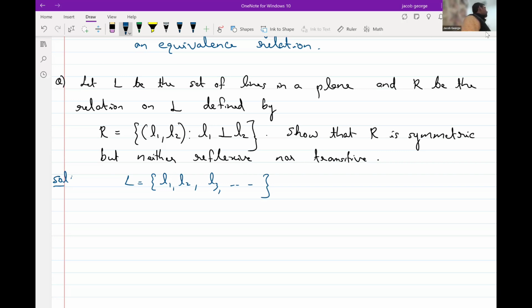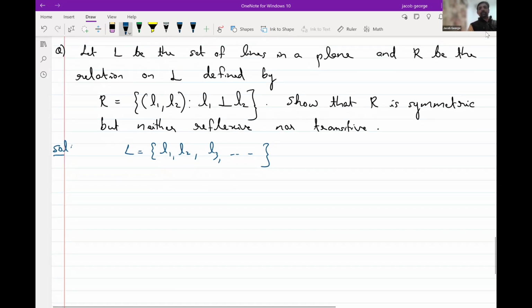And what is the condition given for the pair L1, L2 to be an element of R? L1 must be perpendicular to L2. Then we have to prove that R is only symmetric, but R is not reflexive and R is not transitive. That means it will not be an equivalence relation, as the two conditions are not satisfied here.